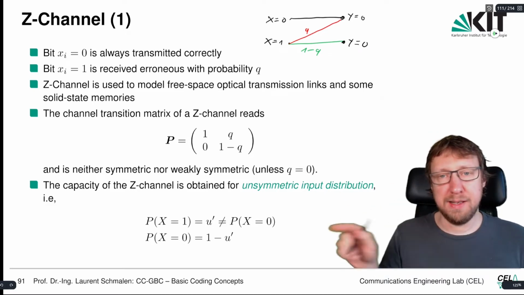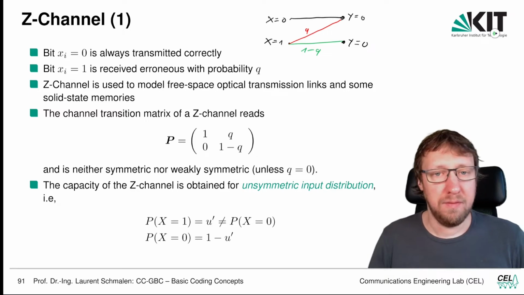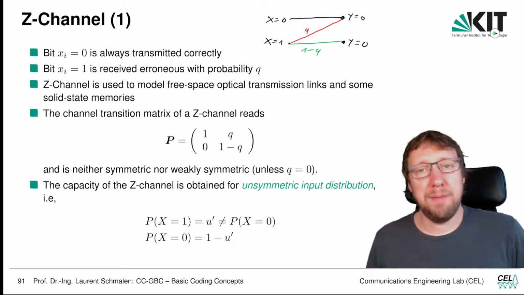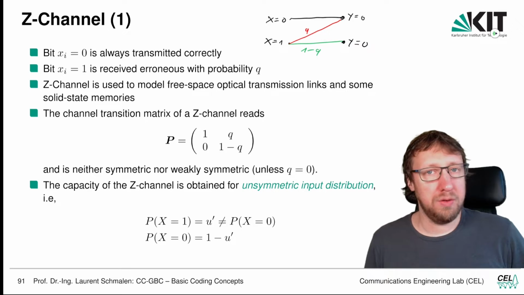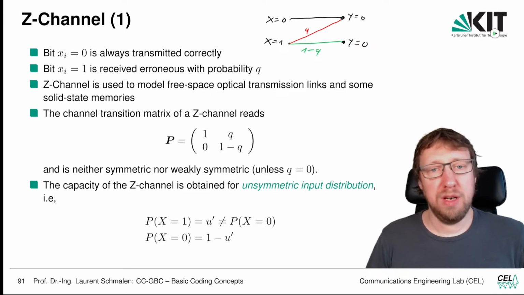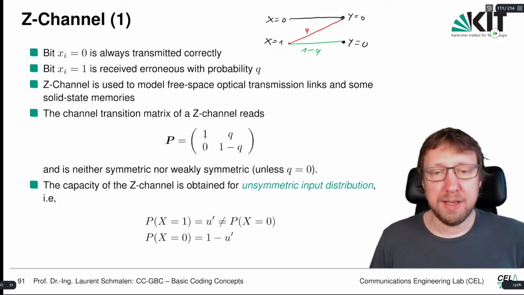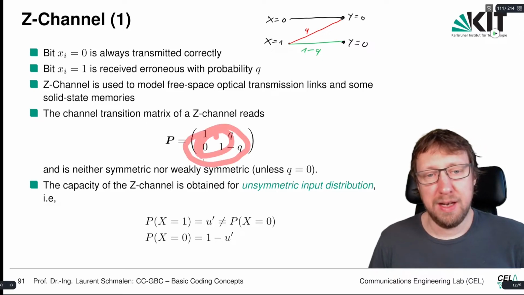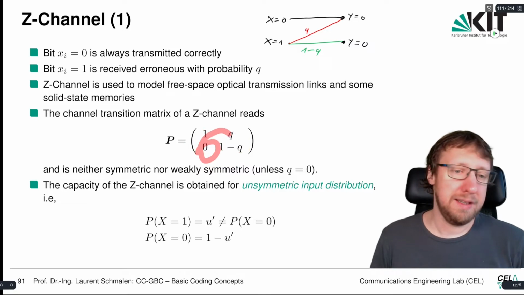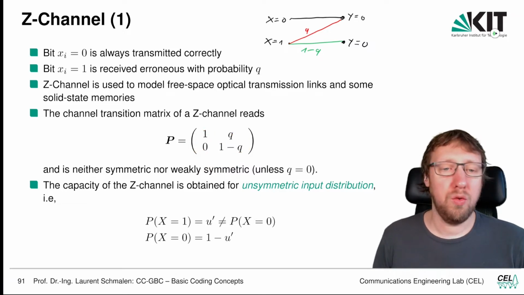Because this looks like a Z, it's called a Z channel. And we saw in the first chapter it's used to model free space optical transmission, but also flash memory devices. We have a channel transition matrix that can be written as follows, and very clearly it's neither symmetric nor weakly symmetric.